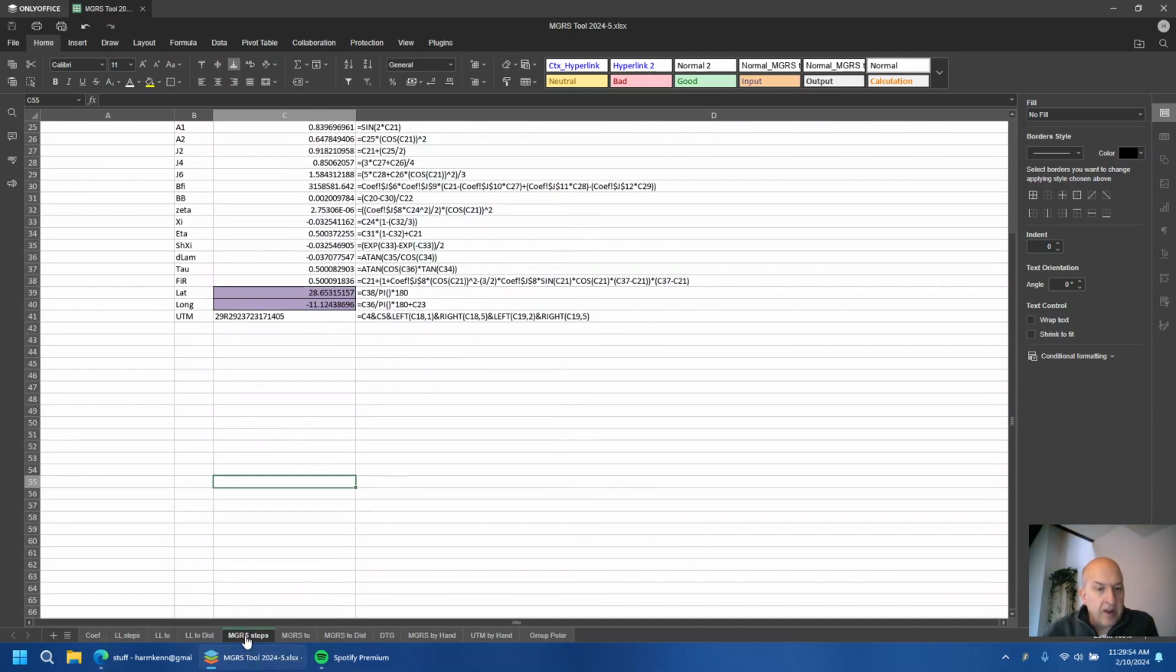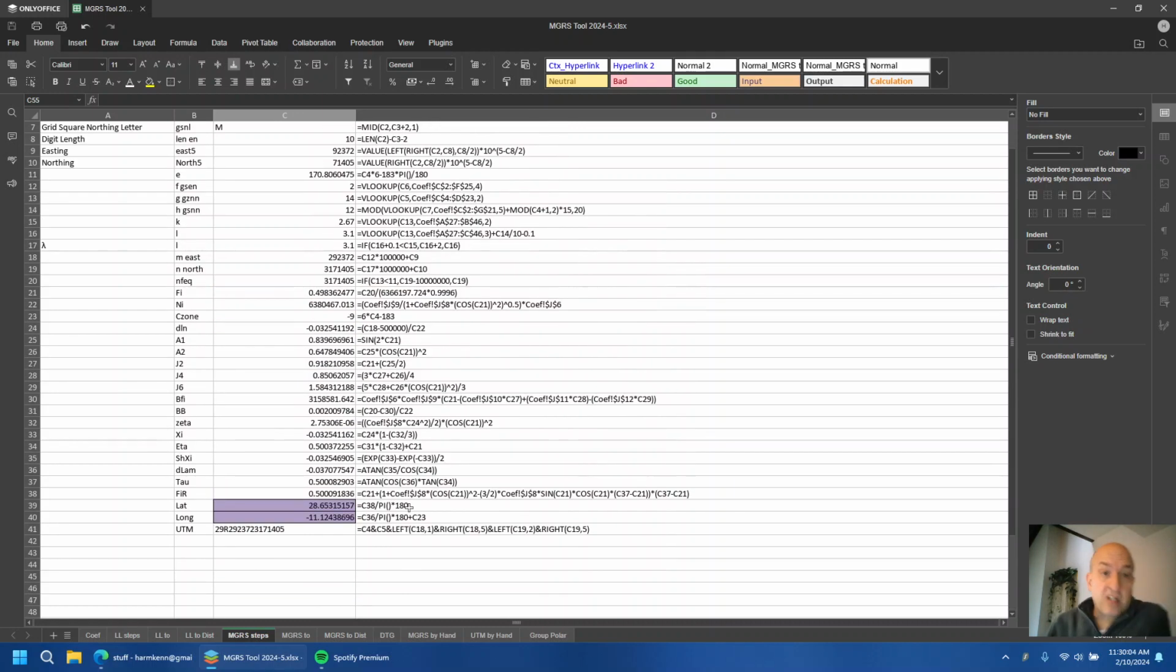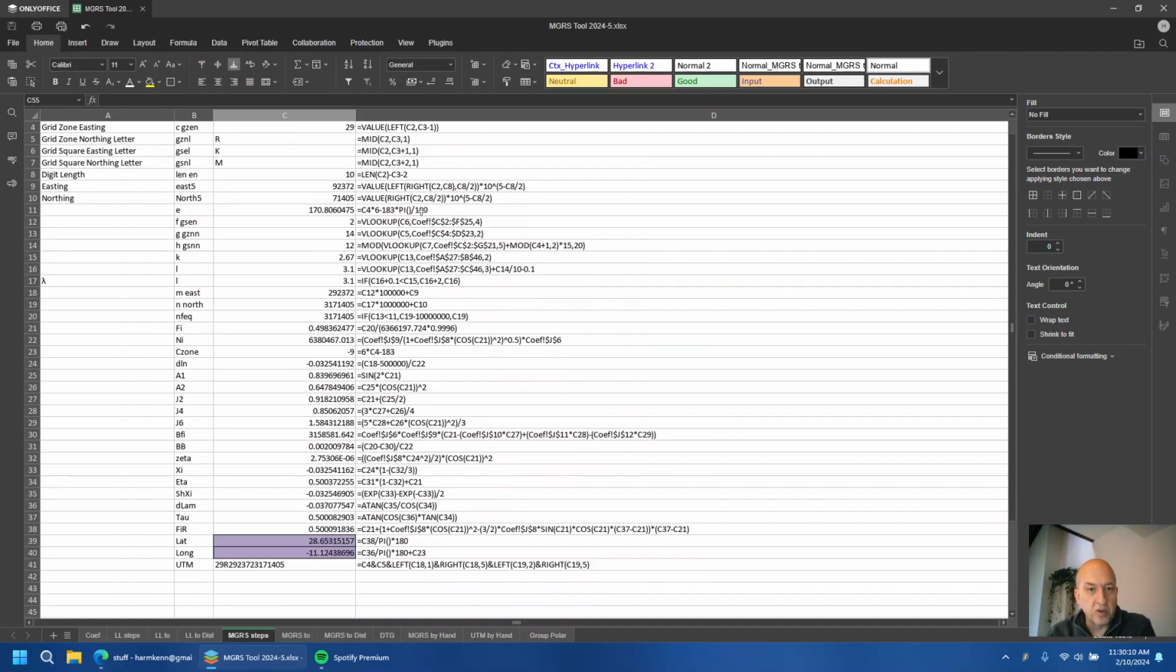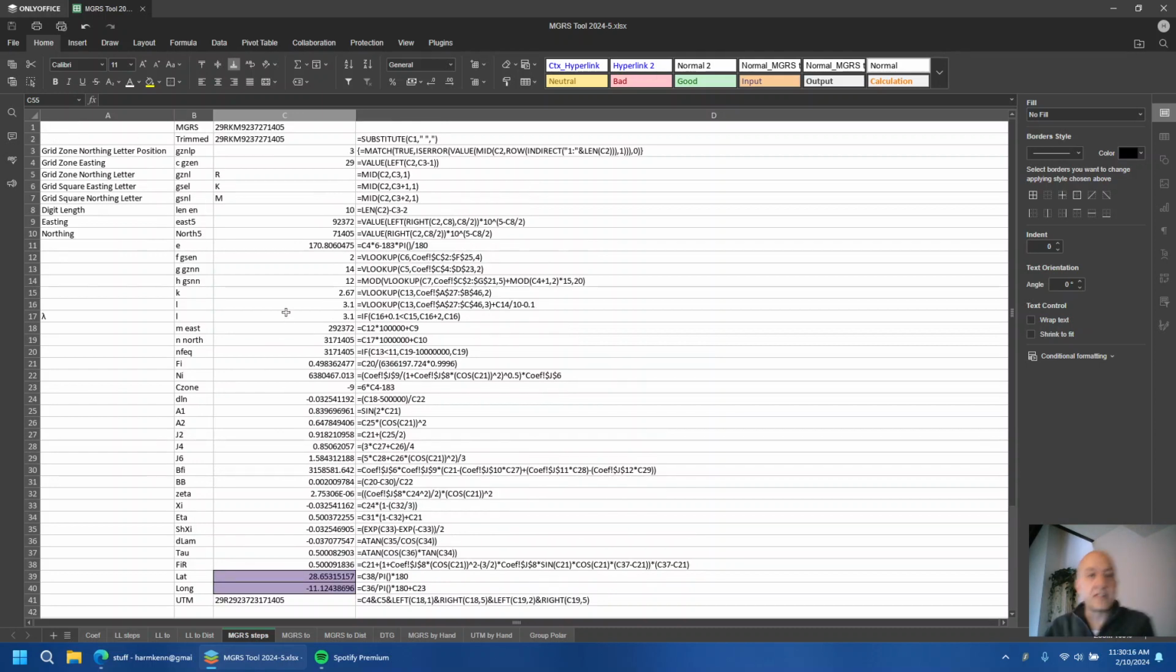Okay, we looked at how to turn latitude, longitude into MGRS. Let's flip that around and look at how we convert MGRS to Lat Lon. So here's all the formulas. I won't go too deep into any of them. They're very similar to the previous ones. But let's think about this.